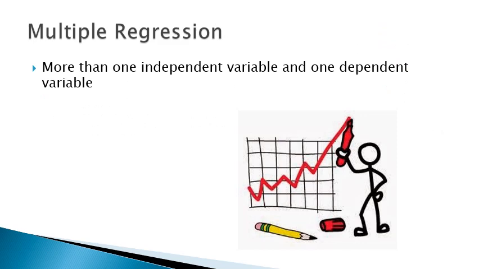If, however, I have multiple independent variables and I want to see which one of these causes the biggest change to my dependent variable, I can run a multiple regression. It's the same thing, it's just you do it all at once, and then you can see which of those independent variables is causing the biggest change to your dependent variable.